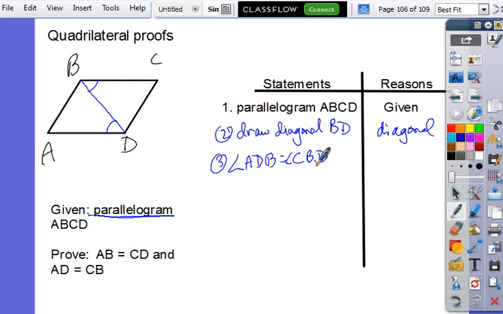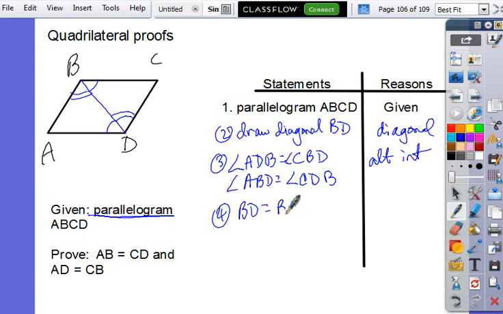And what else can I do? The other way around, I can do those there. So I can say ABD is equal to CDB, and both of those are alternate interior. Well, what is something obvious that we should always do? The middle. So I'm going to say BD equals BD because of reflexive.